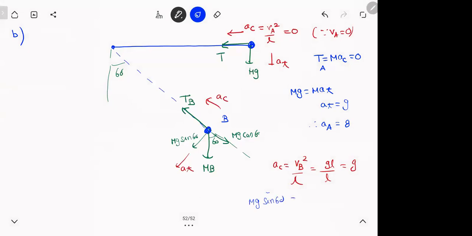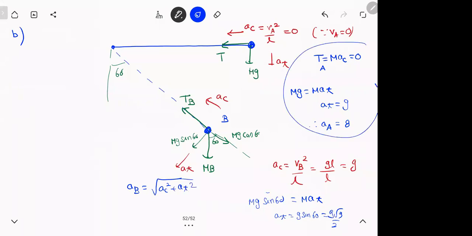That's a tangential force, mg sin 60. M into a tangential. So a tangential is g sin 60, that's g root 3 by 2. So if someone asks you what is the acceleration at B, you should write: acceleration at B is root over a centripetal acceleration squared plus a tangential acceleration squared.